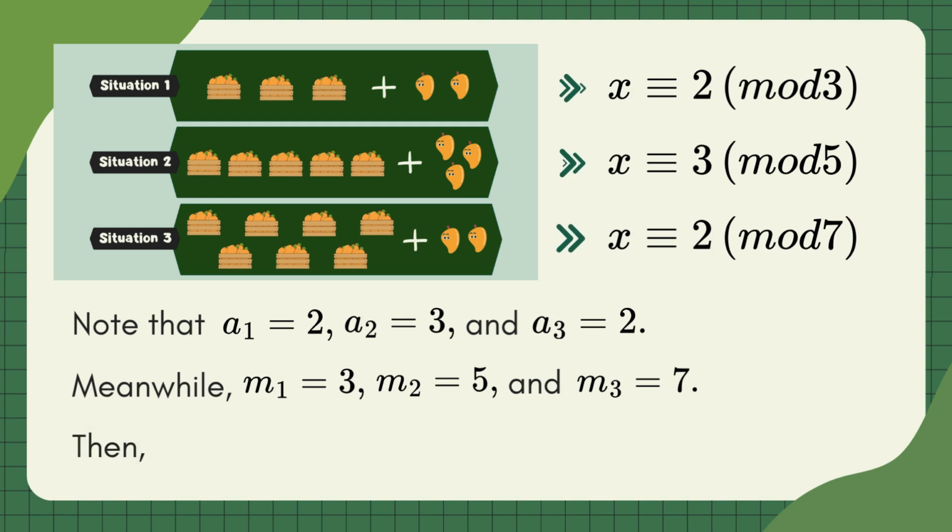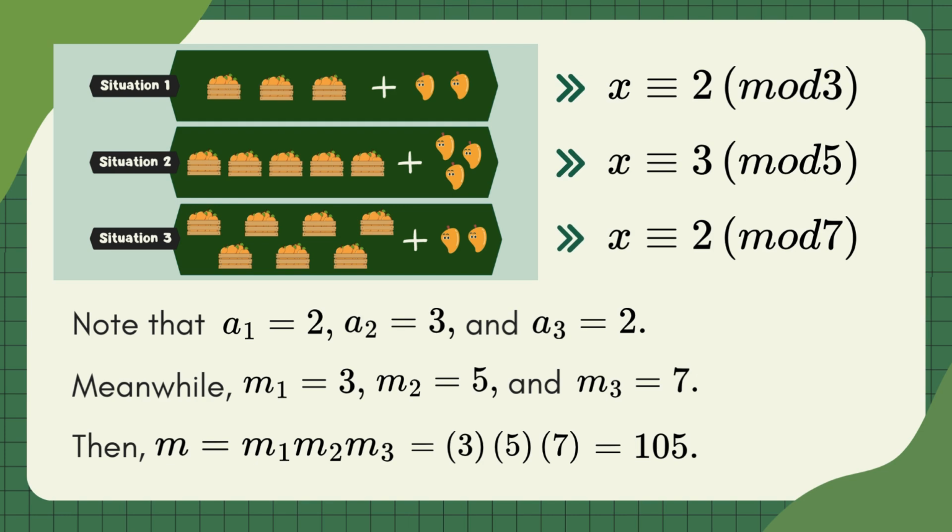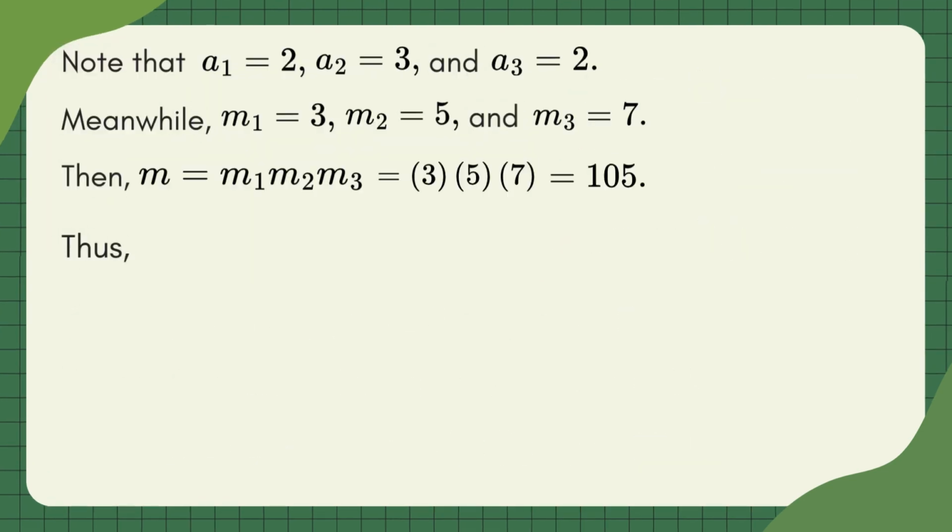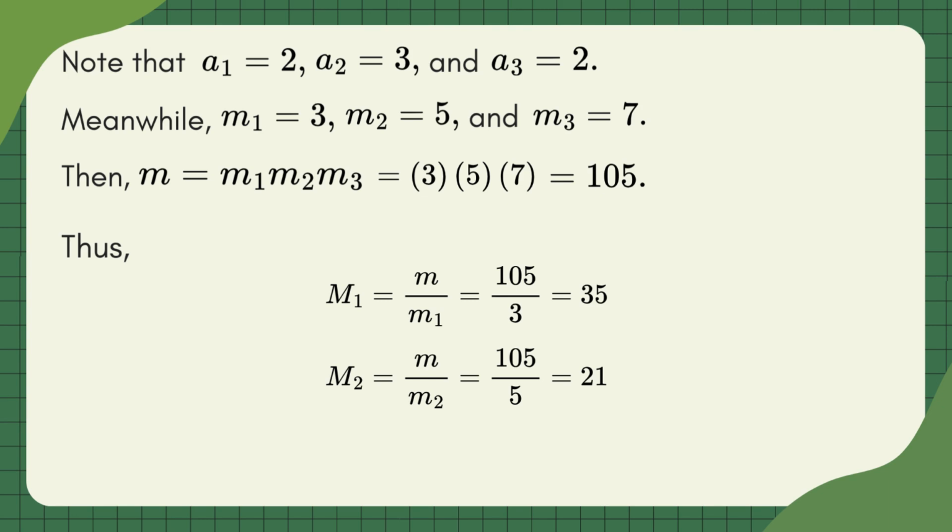So taking the product of these m sub i's, we will have M is equal to 105. Thus, we have big M sub 1 which is equal to 35, big M sub 2 is equal to 21, and big M sub 3 is equal to 15. Now, we have to follow yung part naman na big M sub i x sub i is congruent to 1 modulo m sub i. So, paano natin siya ipe-present?